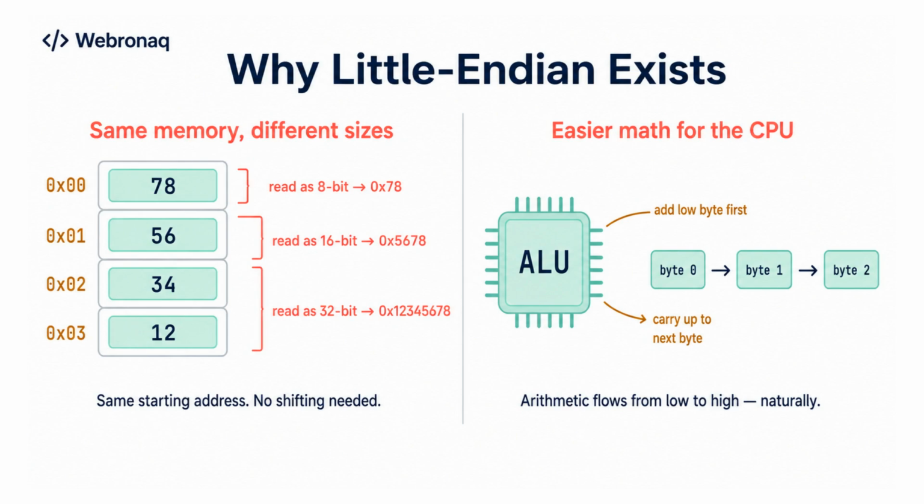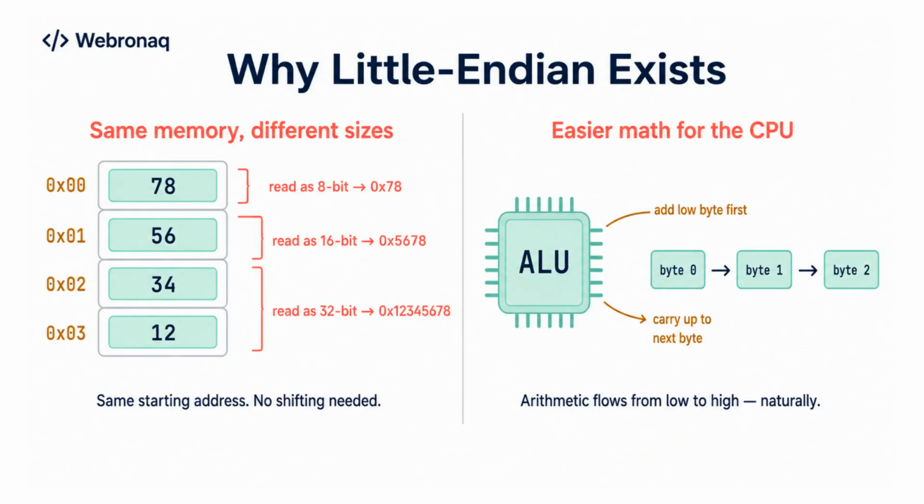Now look at the right side. When the CPU does arithmetic, adding, subtracting, multiplying, it always starts from the least significant byte and carries upward. Think about how you add two numbers on paper. You start from the ones column, and if there's a carry, it moves left into the tens. The CPU does the exact same thing, just with bytes instead of digits. Little-endian lines memory up in that exact order, so the processor can stream through it front to back without jumping around. Big-endian wins on readability. Little-endian wins on how the hardware actually works.